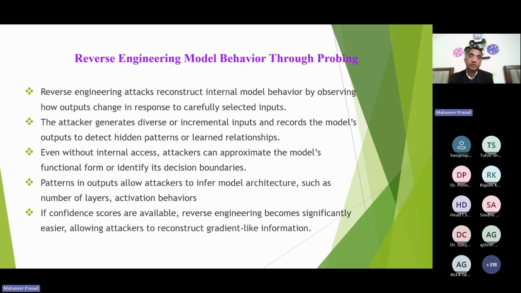If the model returns confidence scores, reverse engineering becomes even easier. These attacks highlight that a black box model is never truly a black box, because using this attack we are able to find out all the information from the given model.